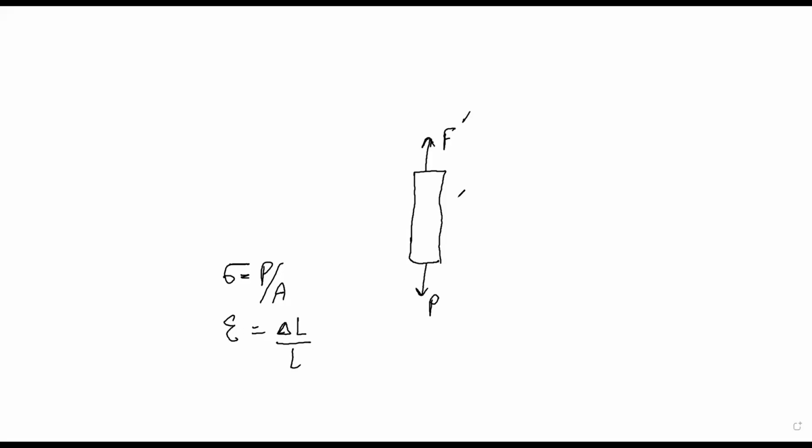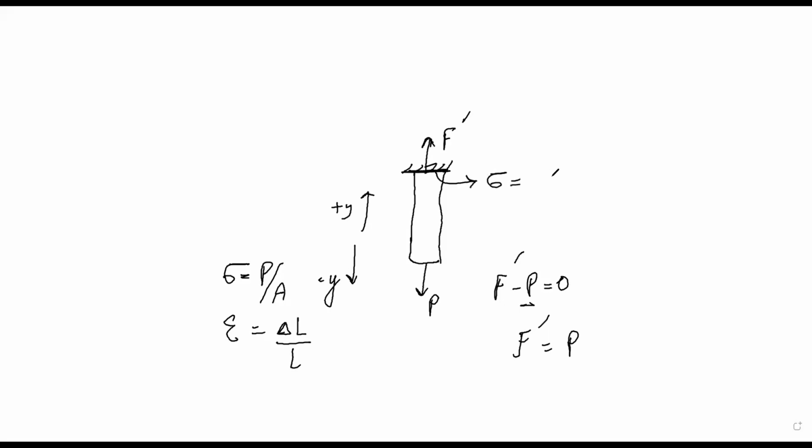When we write the equations of equilibrium, we will write F dash minus P is equal to 0. From the equilibrium point of view, we are writing minus P because we are treating this as our positive y-axis, and this we are treating as our negative y-axis. So F prime comes out equal to P. So if we are asked to calculate how much is the stress at the fixed end, the stress at the fixed end will also be equal to F dash divided by A.